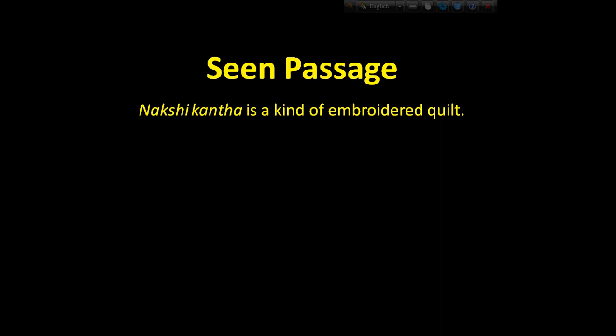Nakshi Kantha is actually a scene passage, and you will find this passage in your English first paper book. The first line is: Nakshi Kantha is a kind of embroidered quilt. In this sentence there is a word, quilt. What do you mean by quilt? The Bengali meaning of quilt is lep or katha.